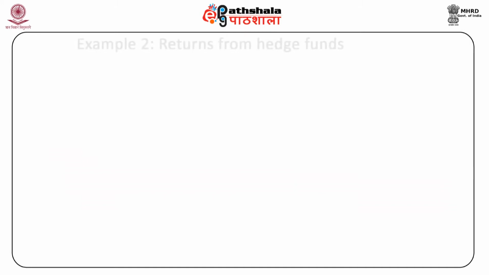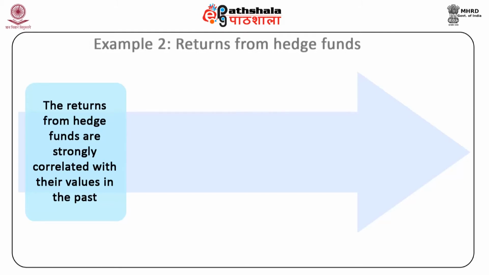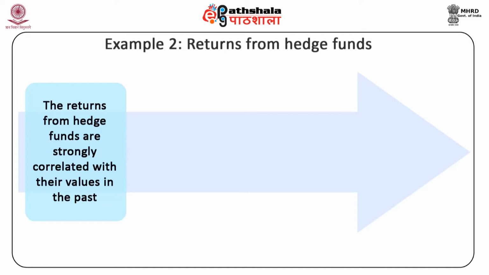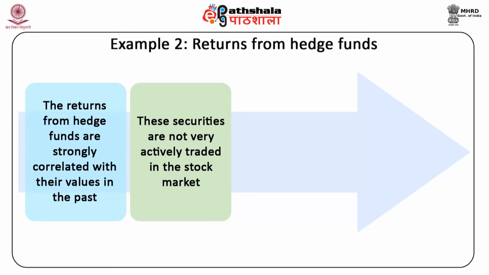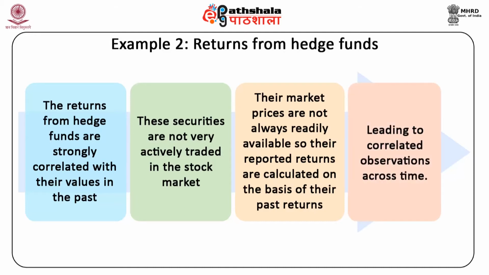Another such example is the returns from hedge funds. The returns from hedge funds are strongly correlated with their values in the past, because these securities are not very actively traded in the stock market and their market prices are not always readily available. So their reported returns are calculated on the basis of their past returns, leading to correlated observations across time.